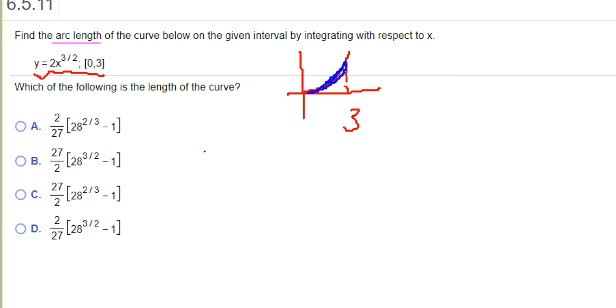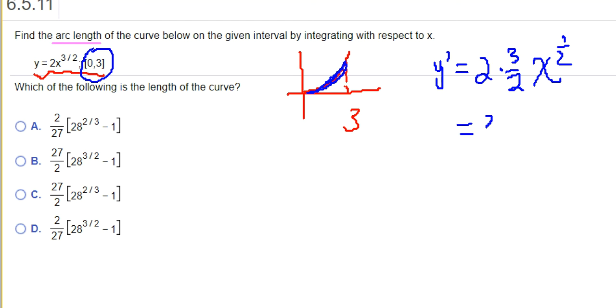Now, we do know that the formula is, first of all, let's check the smoothness, which means y prime exists for all the values in between 0 and 3. Let's check the y prime, which is 2 times 3 half x to the 3 half minus 1, which is 1 half. And the 2 and 2 cancel, we are left with 3 square root of x. Well, certainly in this interval 0 to 3, this function is well defined. Therefore, we know this curve is smooth enough.